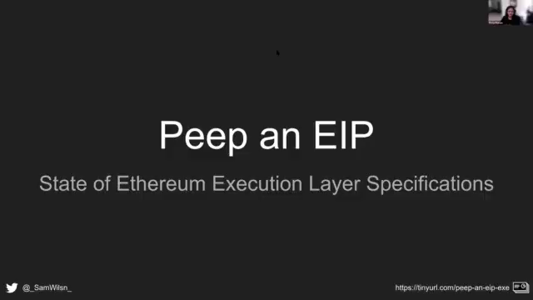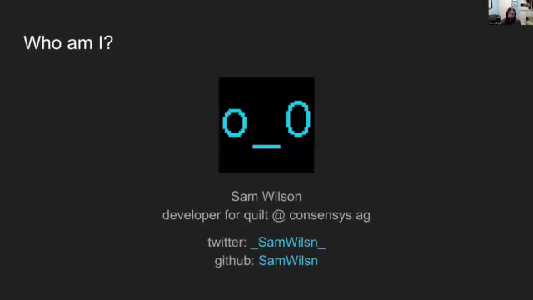Over to you. Sure. So this is going to be a little bit different than other PEEPs and EEPs. There's no EEP this time. This is more a meta PEEP and EEP where we're going to talk a little bit about a proposal or change. So who am I? Pooja went into this a little bit. I'm Sam Wilson. I'm a developer for Quilt at ConsenSys AG or ConsenSys Mesh. I'm not sure what we go by anymore, one of those two. You can find me on Twitter or my GitHub.